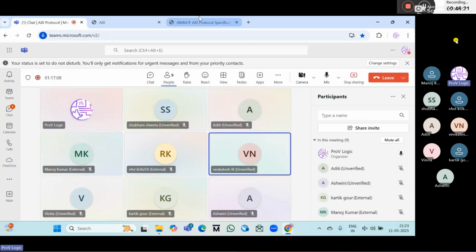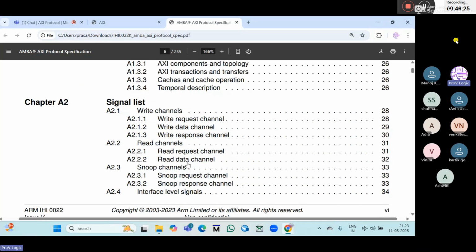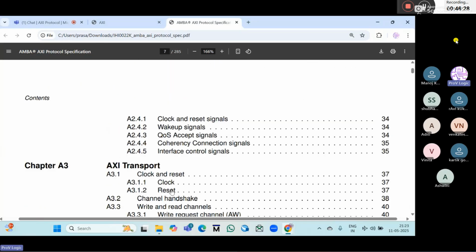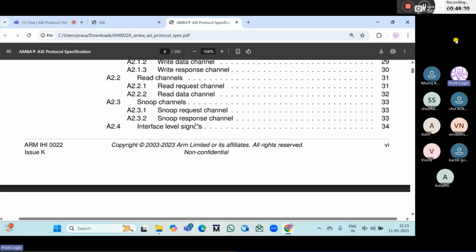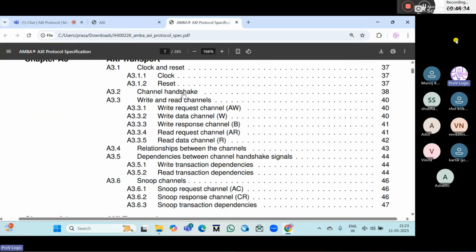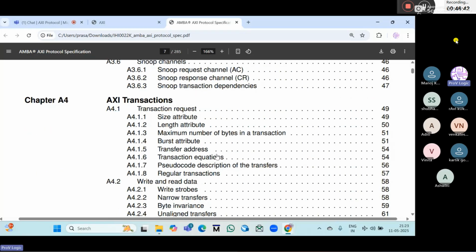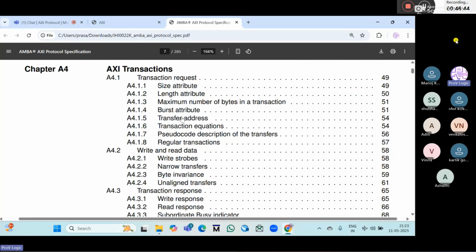So there are only 5 channels. Here we have completed the introduction part and the signal list. Snoop signals are there, but these are not required, though once you have the entire specification, just go through that. We have also completed the channel handshake mechanism, the write and read channels, and these transactions.